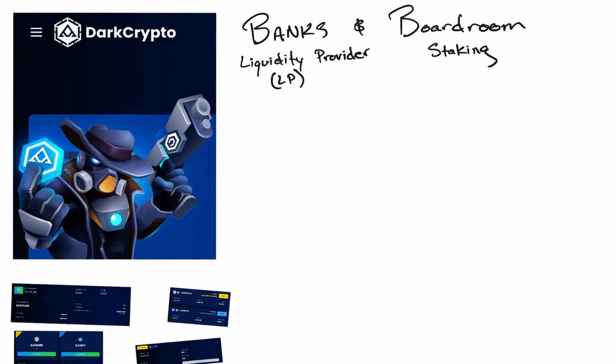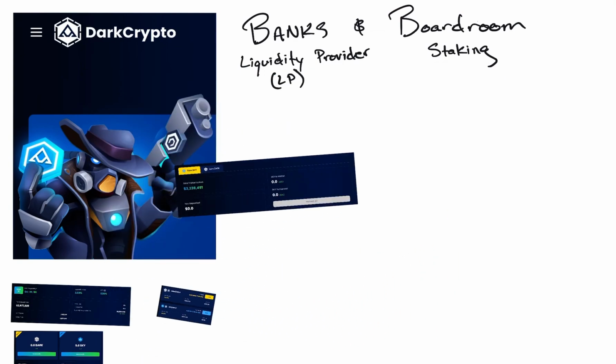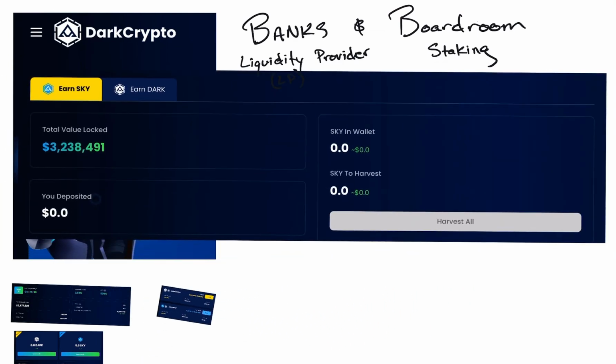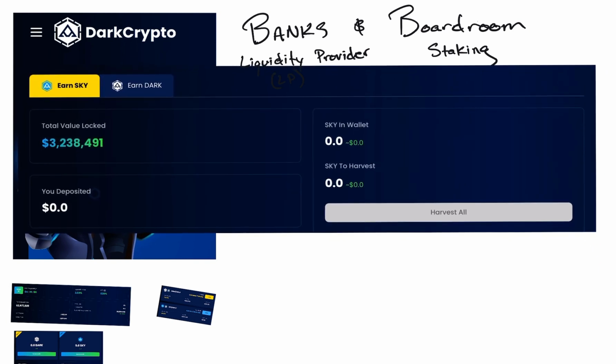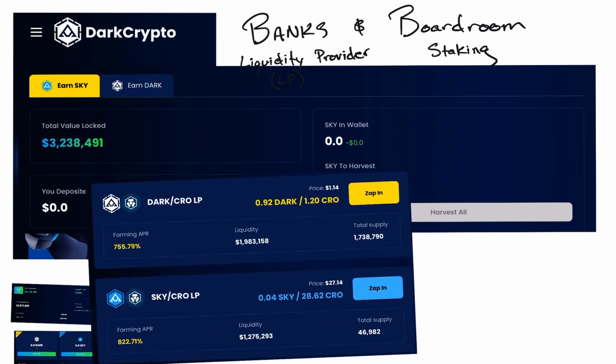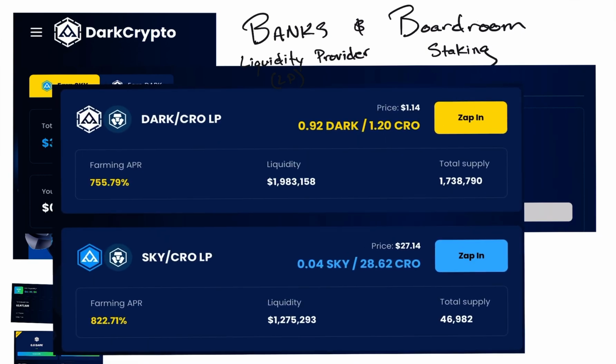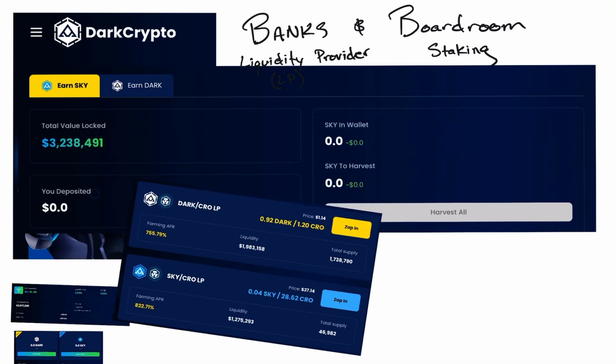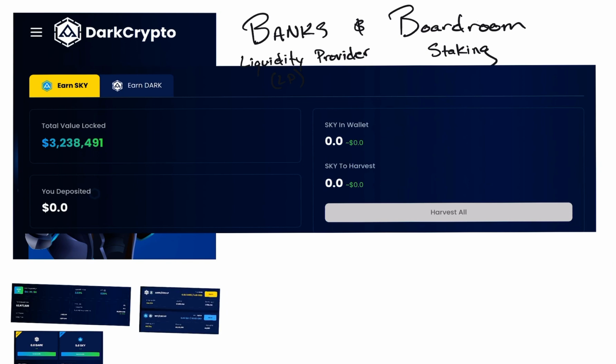So if you click on the Banks tab under the menu, at the top of the screen, you'll see this. So those two pools I showed you already, Dark Crow and Sky Crow, the rewards for providing liquidity in those pools is paid in Sky. So you will earn Sky by providing liquidity to those pools.